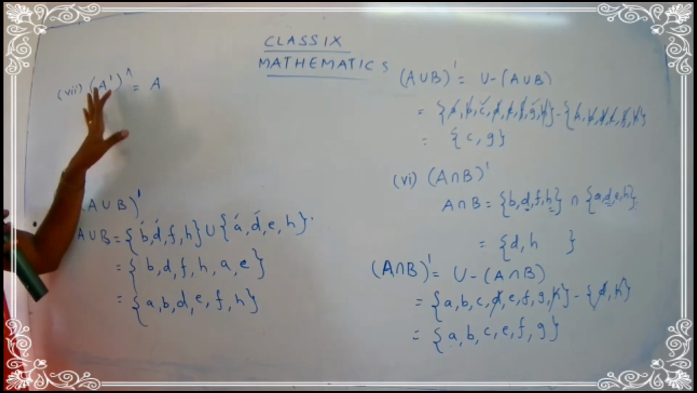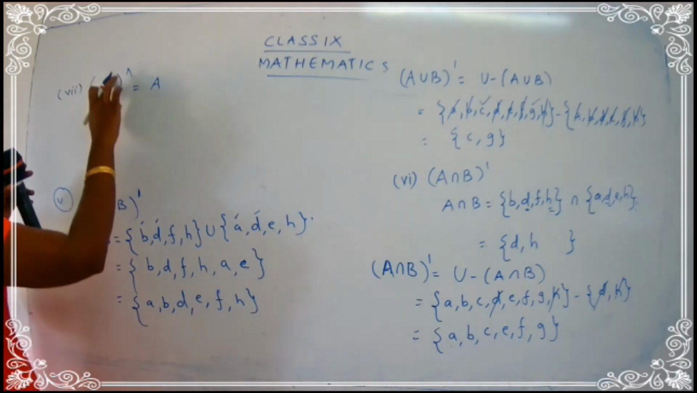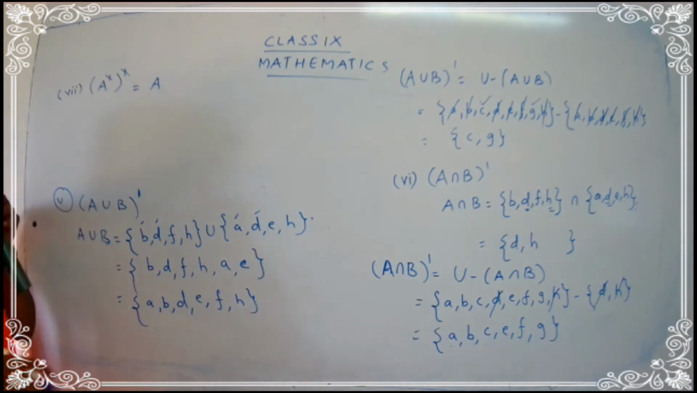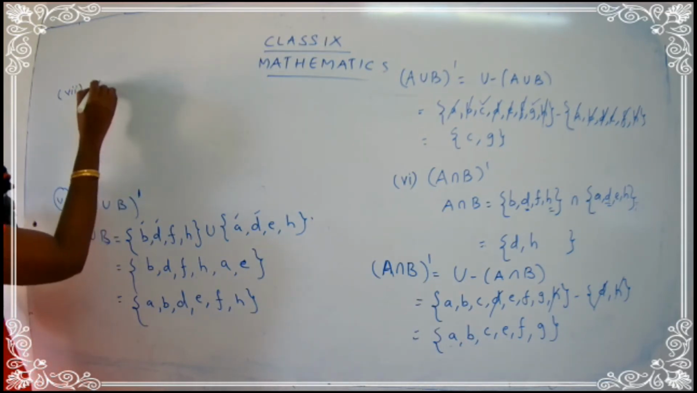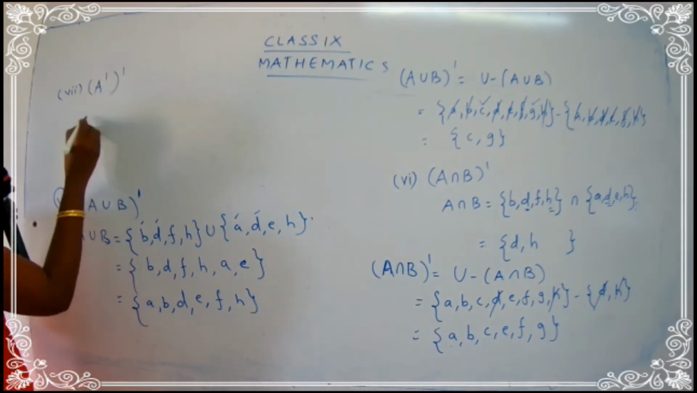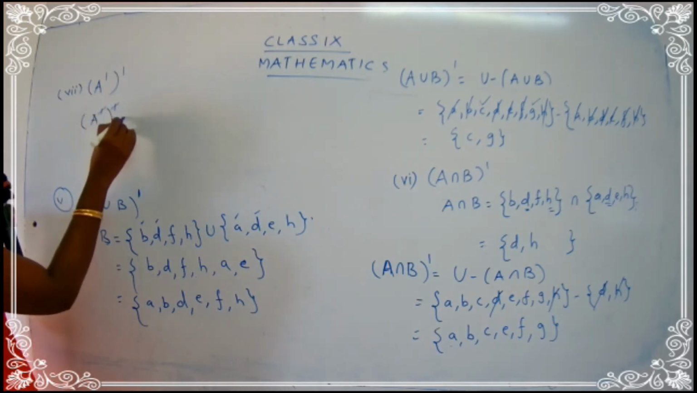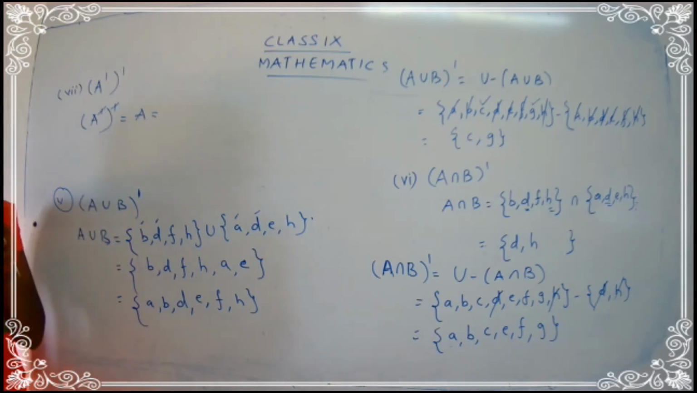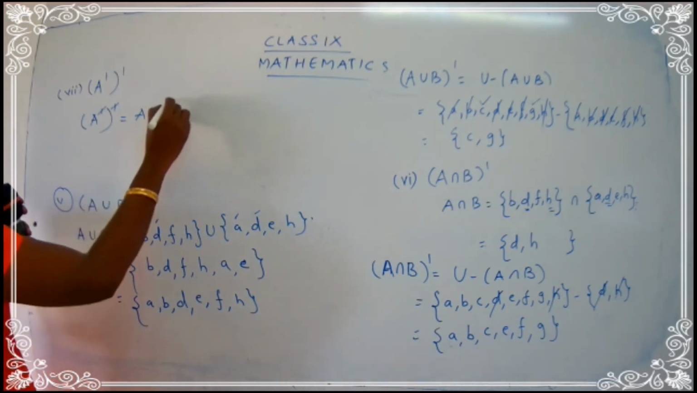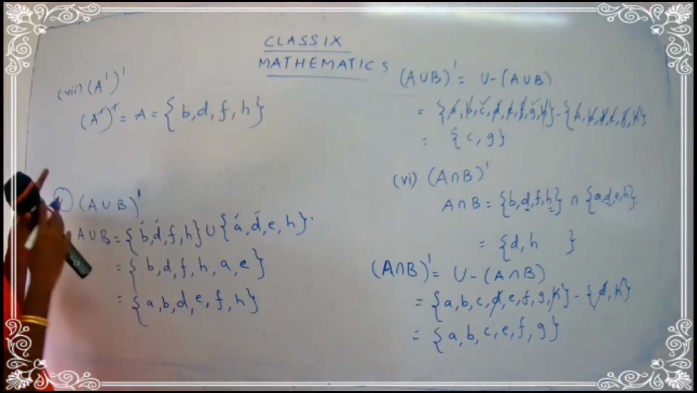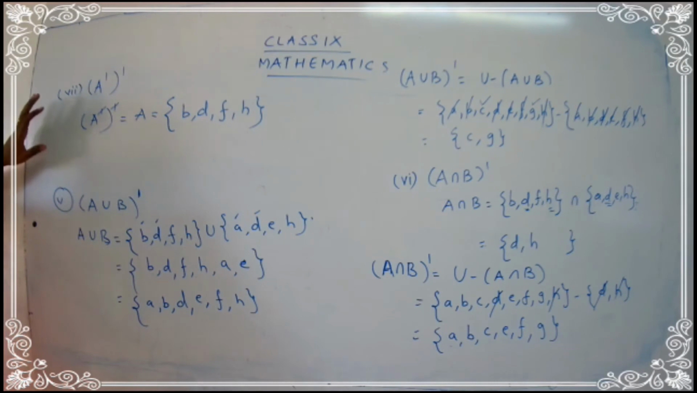What is the answer for A dash dash? The answer for A dash dash is A. What happens? The complement and the complement get cancelled. So you just write on the question here, A dash dash. You have to write down one more step here. So A dash dash is equal to, cut these two, write down A. I know the value for A. What are the members of A? The members of A are B, D, F, H. See, very easy.